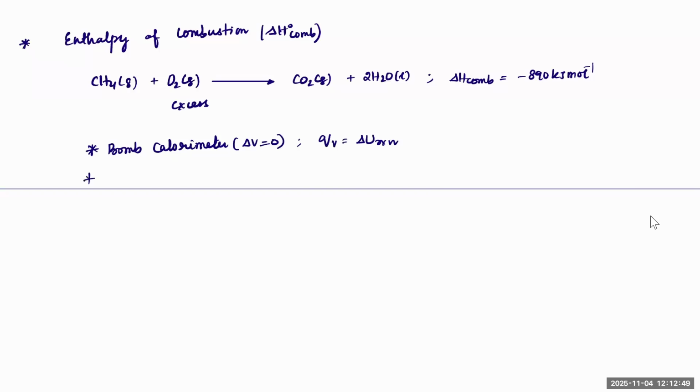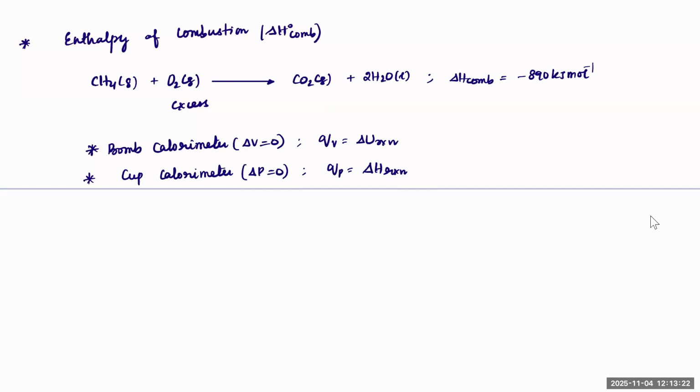Second one is the cup calorimeter. In that case, delta P equals 0. So in that case, QP is equal to delta H of the reaction. Okay, QP is equal to delta H of the reaction. Got it. Now, QV is equal to delta U of the reaction, which is the bomb calorimeter.